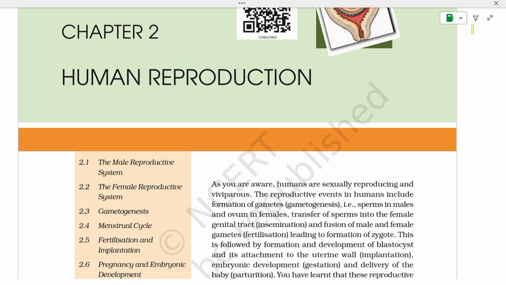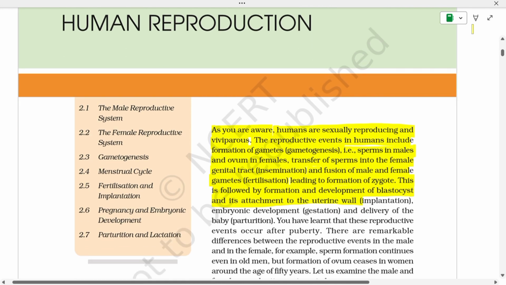Chapter 2, Human Reproduction. As you are aware, humans are sexually reproducing and viviparous. The reproductive events in humans include formation of gametes, gametogenesis, that is, sperms in male and ovum in females, transfer of sperms into the female genital tract, insemination, and fusion of male and female gametes, fertilization, leading to formation of zygote. This is followed by formation and development of blastocyst and its attachment to the uterine wall, implantation, embryonic development, gestation, and delivery of the baby, parturition.